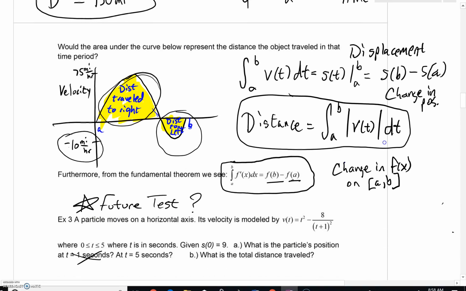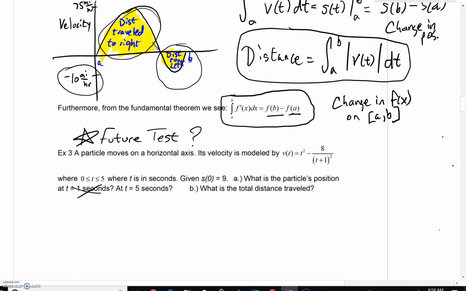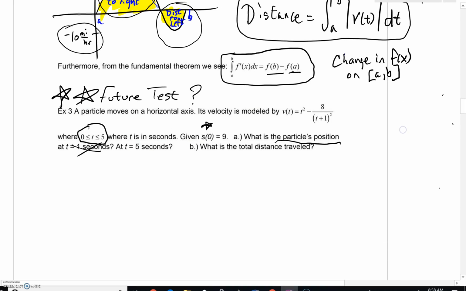Well, let's take a look at one last problem right here. We very well might be seeing this as a future test question. We're going to look at this interval from 0 to 5. We're given that s of 0 equals 9. Ooh, is that important? And we'd like to know the position of your particle at t equals 5 seconds. Tell you what, we're on an interval from 0 to 5. I'm going to integrate velocity. I'm going to just type that in real quickly, and we'll see what we get.